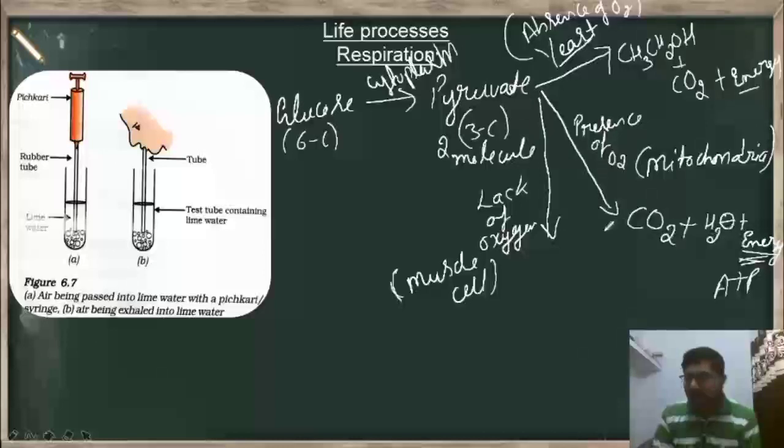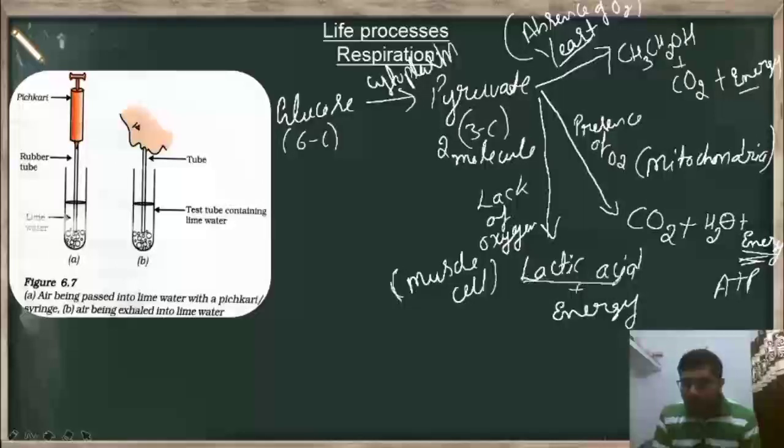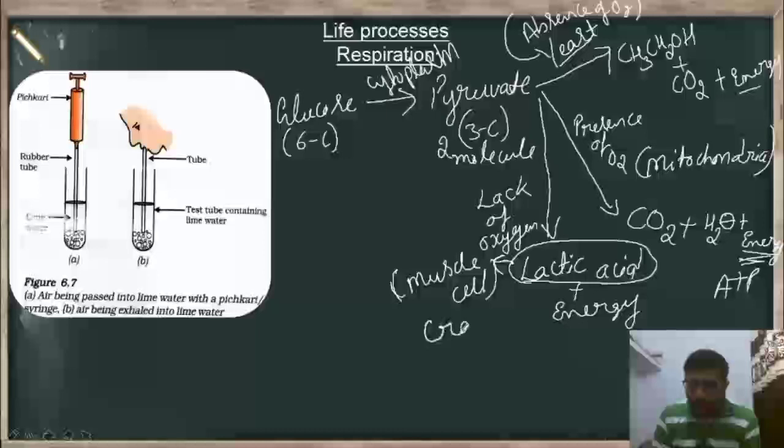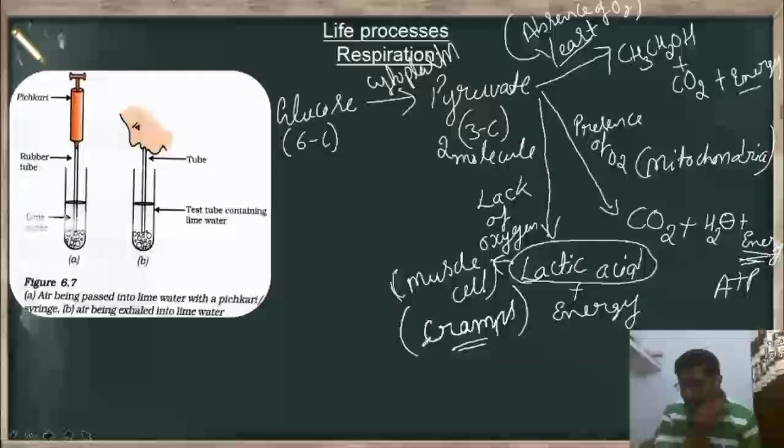So in muscle cell, when there is lack of oxygen, this pyruvate does not break into carbon dioxide, water and energy. Instead, during the lack of oxygen, pyruvate breaks into lactic acid plus energy, and this lactic acid is accumulated in muscle cell, and then it causes cramps. We say it as muscle cramps. So due to the muscle cramp, the cricketer or any athlete, if they run suddenly, sometimes they may get the muscle cramp and they cannot run.